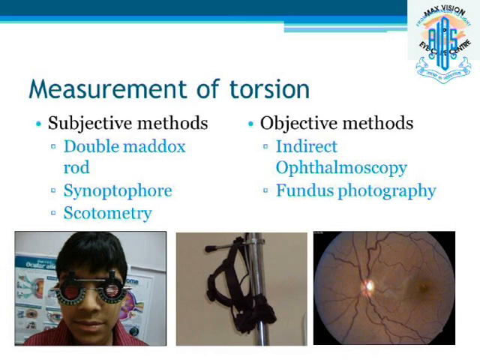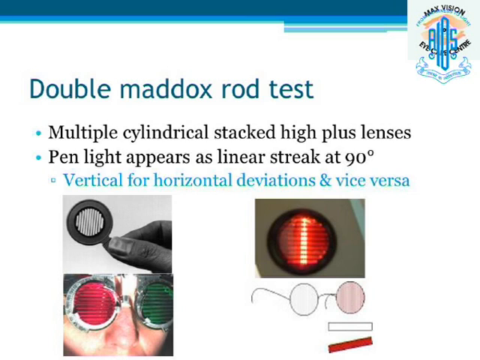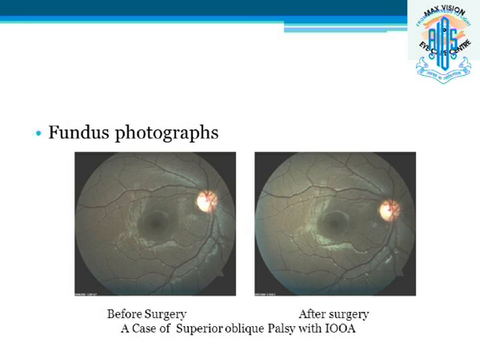Subjective methods could be a double Maddox rod, synoptophore, or scotometry. Objective methods could be indirect ophthalmoscopy or fundus photography. Double Maddox rod involves two rods of different colors where multiple cylinders are stacked with high plus lenses. A pen light appears as a linear streak at 90 degrees. So you have to keep it vertical for horizontal deviations and horizontal for vertical deviations.